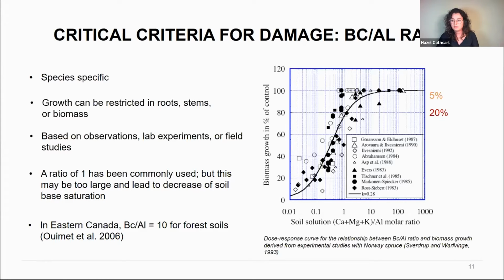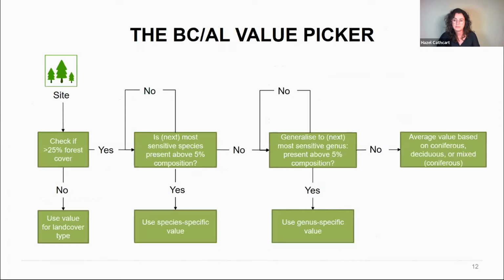I have included this growth response curve from Sverdrup and Warfvinge that illustrates that, and it's generally a difference between a growth restriction of 20% under a base cation to aluminum ratio of 1 versus 5% growth restriction at a base cation to aluminum ratio of 10. We compiled a table from Sverdrup and Warfvinge for the species represented in there at 5 and 20% growth restriction scenarios. And with some species presence data, we can apply a ratio that is specific to each site.